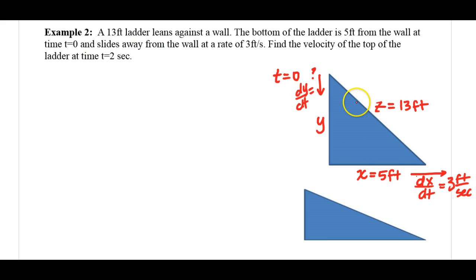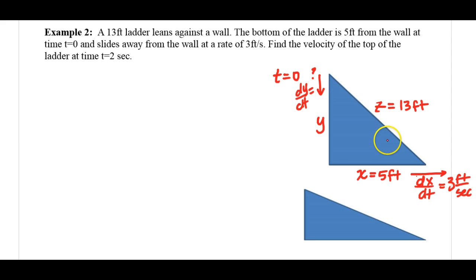So not at this starting point, not at time zero where the ladder's just resting against the wall, that's 13 feet long and the base is 5 feet from the wall. I want to know what's happening 2 seconds later. And a lot of students are going to think, well, if I pull the bottom at a rate of 3 feet per second, then the top is going to be moving at the same rate of change. But that's not the case.